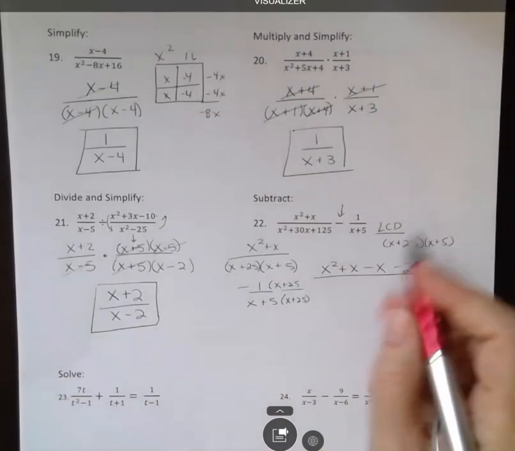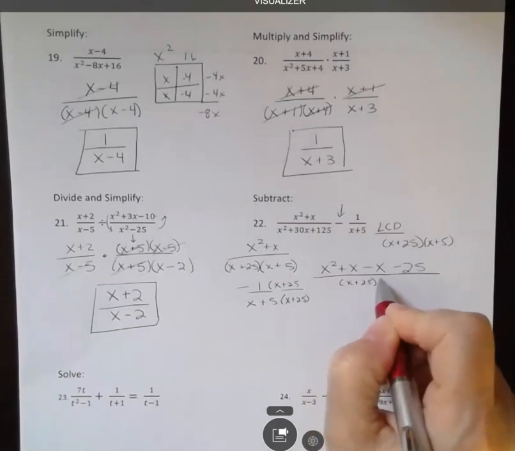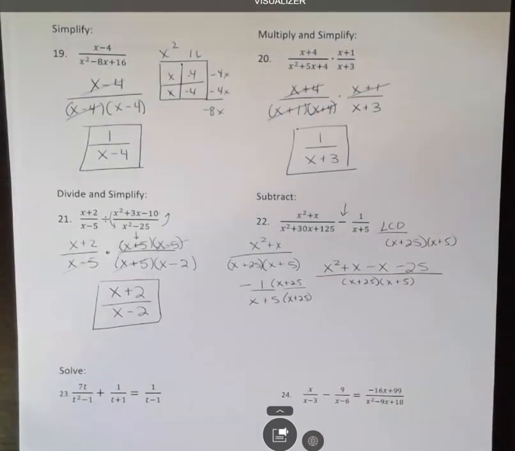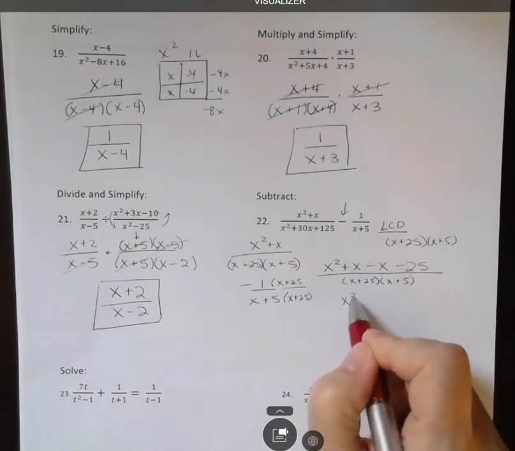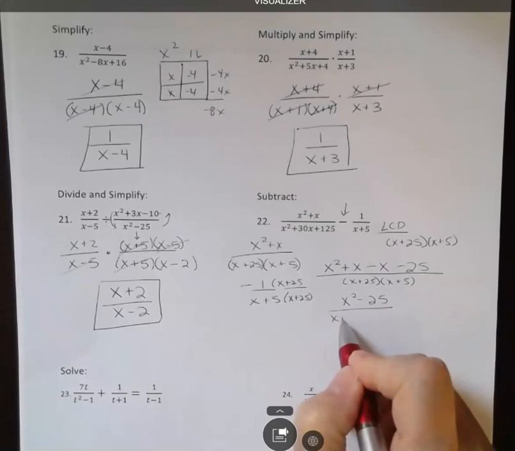And my LCD, I can just write LCD underneath, or I can write it out. But you don't want to forget that you have a denominator under there. But we changed both the numerators. Now we put them together. You can see that I have x squared minus 25 on the top because the plus x and the minus x dropped out. And then that's a difference of squares.